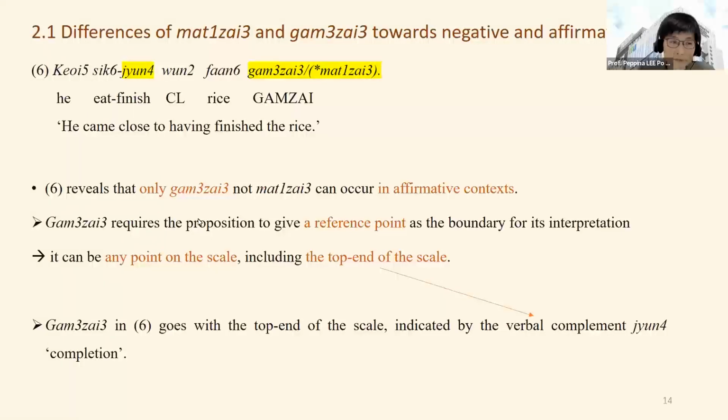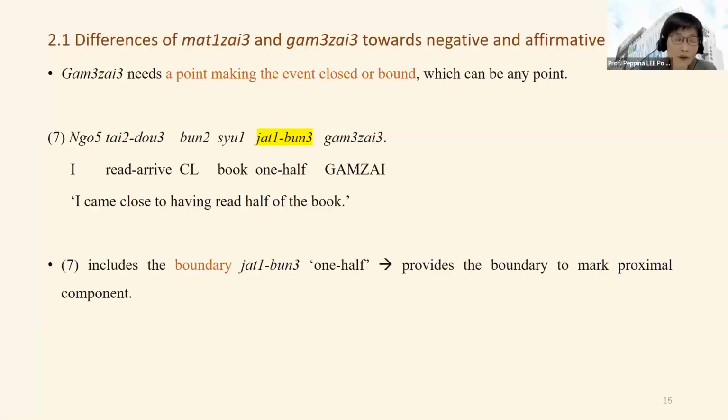The second point is what's going on in 6. In 6 you have the 完, which is the finish in terms of the scale. In other words, the top end of the scale. If you consider the quantity of eating a bowl of rice, then completion will be the top end. So the sentence here is showing that 咁滯 can go with the top end of the scale. However, what 咁滯 needs is not the top end. What it needs actually is a boundary. So in other words, you have some point at which you can close off the event, and 咁滯 will be happy to be there.